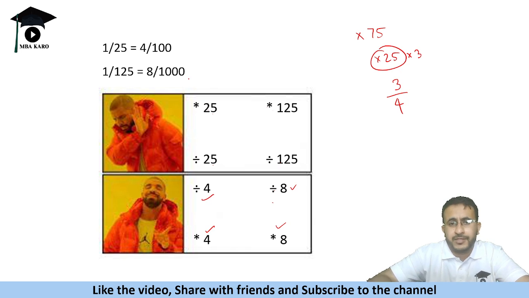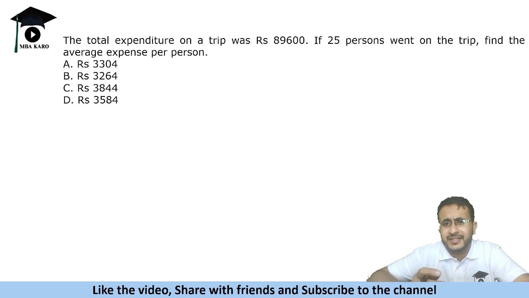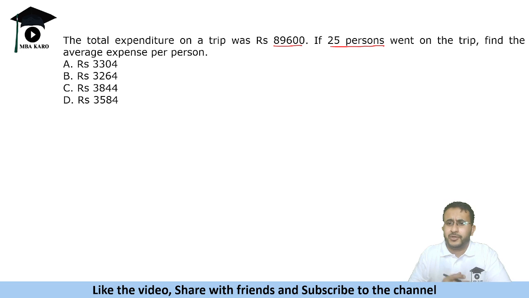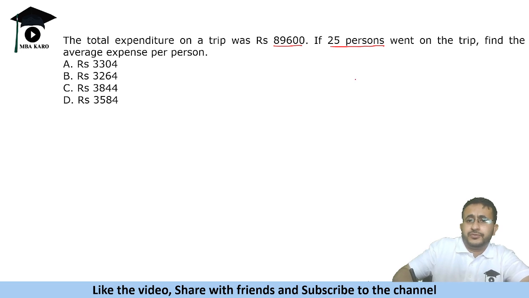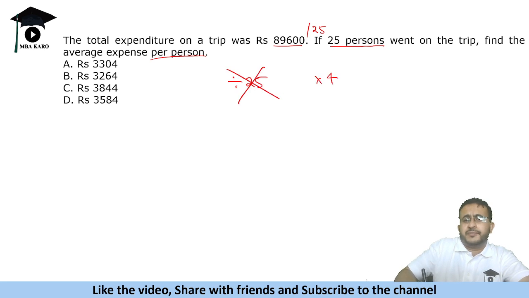Let's say this is a question. The total expenditure on a trip was 89600. If 25 persons went on the trip, find the average expense per person. Although it looks like a very simple problem, how can you solve this without even doing the calculations? Now, as I told you, we need to divide per person. Per person means we will divide by 25. I just told you that whenever there is division by 25, you need to multiply by 4. So 896 into 4 कर लेते हैं.